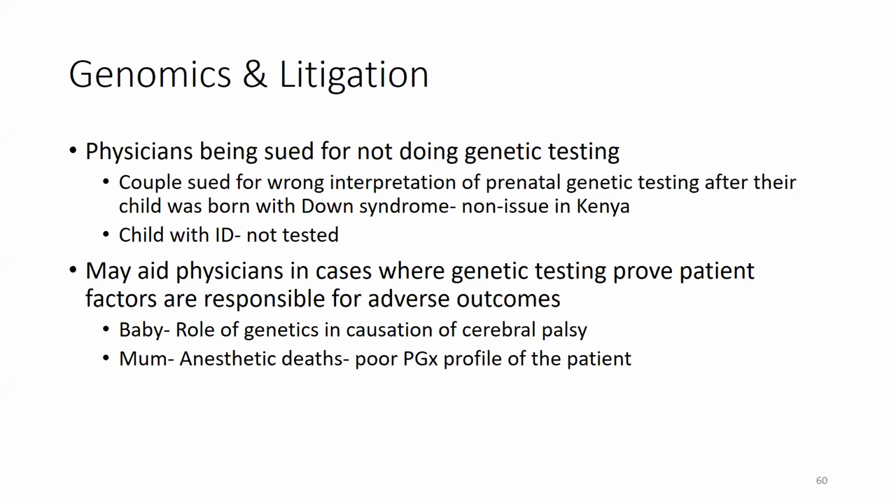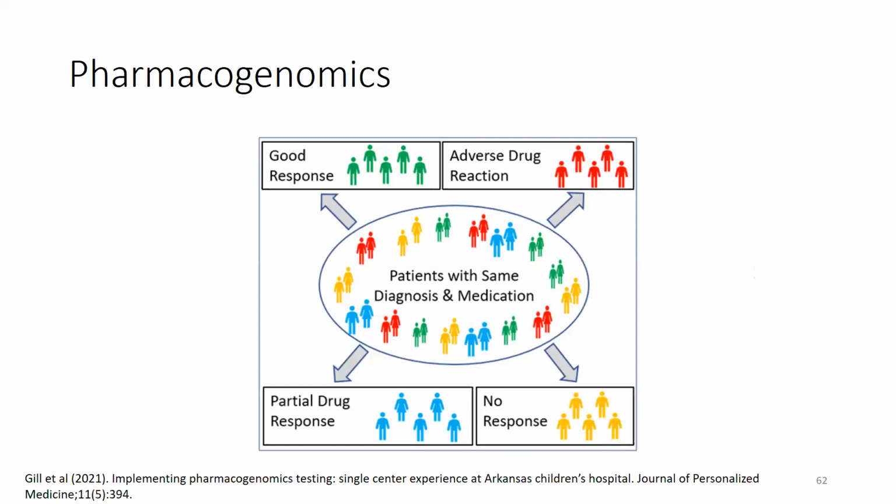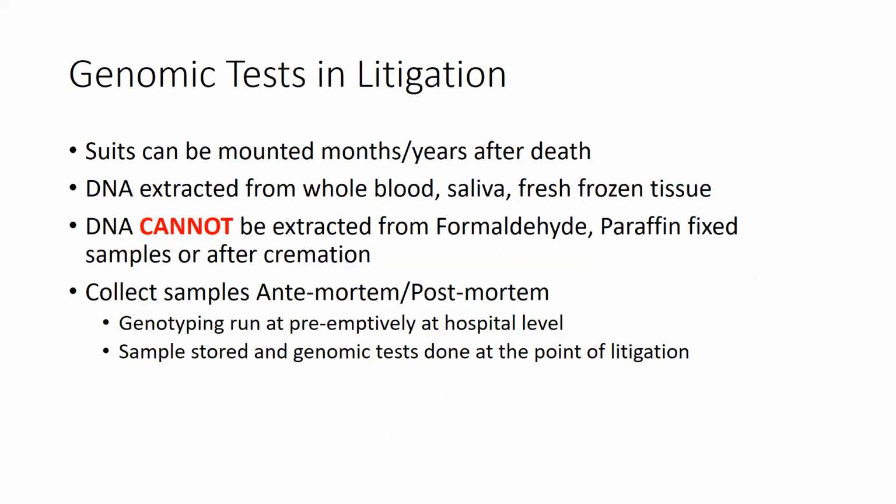So if everything was done by the book, the anesthesiologist has been doing this for many years, because we all have genes. How we metabolize drugs is different, right? So if you have things that are not explainable, perhaps the patient's pharmacogenomic profile might explain that.